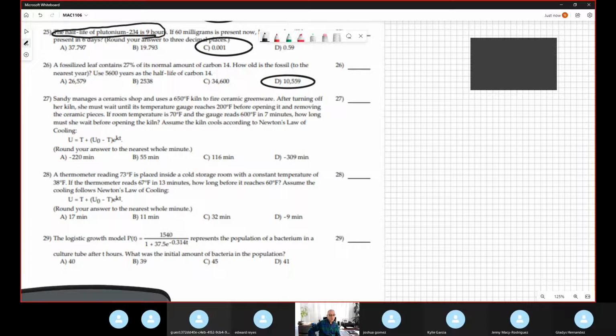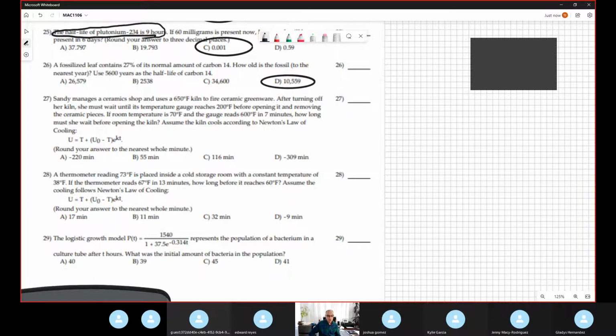If the room temperature is 70, and the gauge reads 600 at 7 minutes, how long must she wait before opening the kiln? Assume that the kiln cools according to Newton's law of cooling.